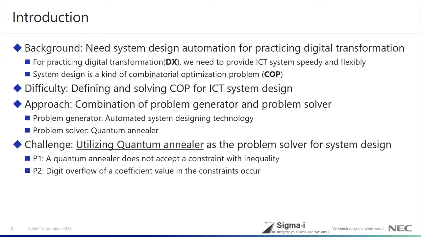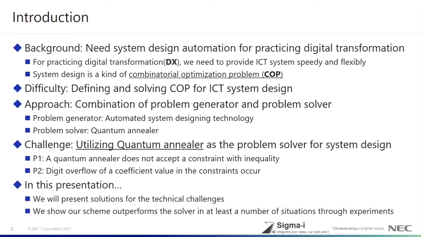Firstly, a quantum annealer does not accept a constraint with inequality, while inequality is frequently used in system requirements. Secondly, digit overflow of a coefficient value in the constraint occurs due to the physical limitation of the quantum annealer. In this presentation, we will present solutions for the technical challenges and show that our scheme outperforms a traditional solver in at least a number of situations through experiments.